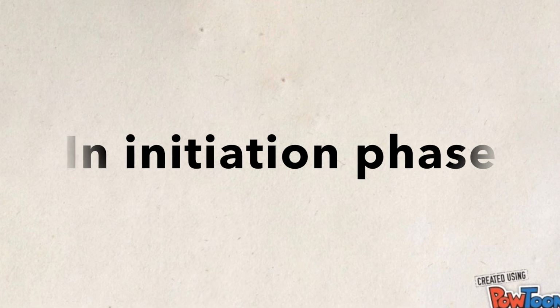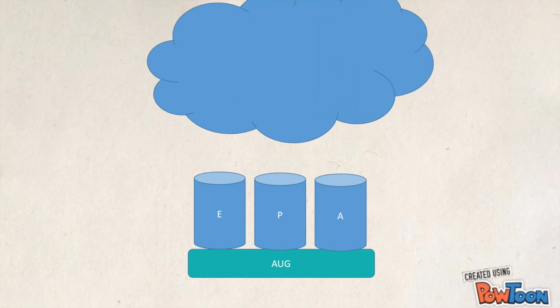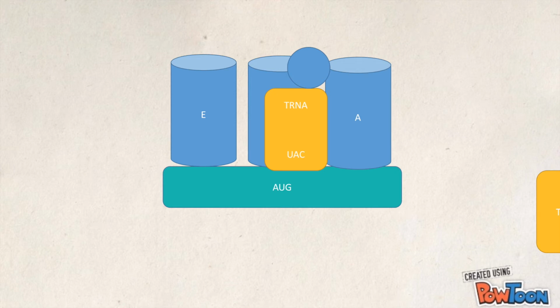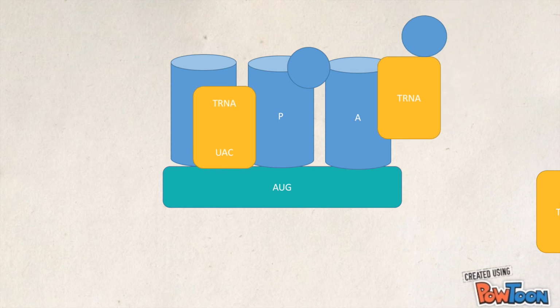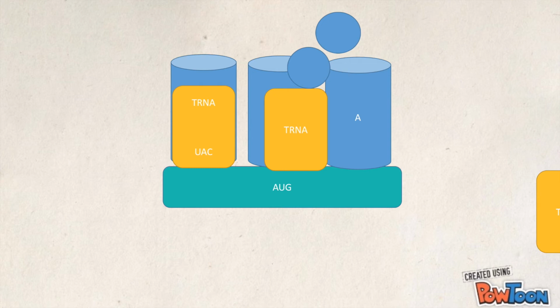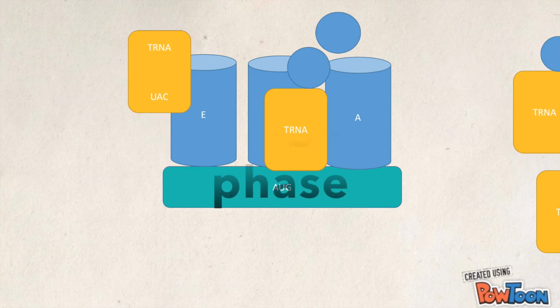Initiation phase. To begin the process of translation, an mRNA molecule binds to the small ribosome subunit at an mRNA binding site. An initiator tRNA molecule carrying the start codon AUG binds. Then the large ribosome subunit binds to the small one. The initiator tRNA is in the P site. The next codon signals another tRNA to bind. It occupies the A site. A peptide bond is formed between the amino acids in the P and A sites.